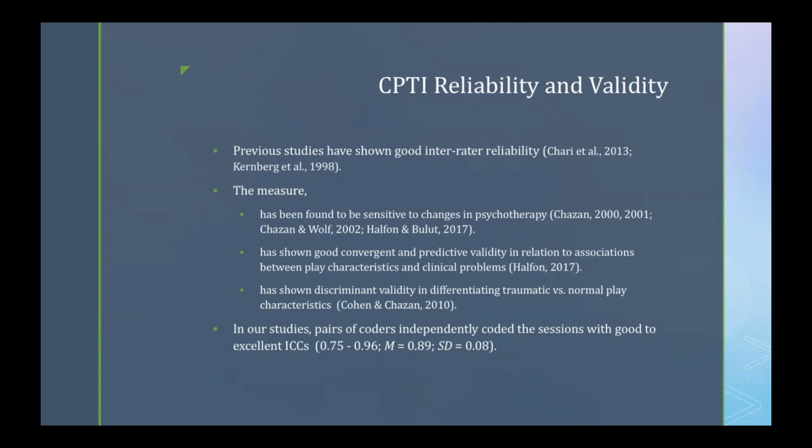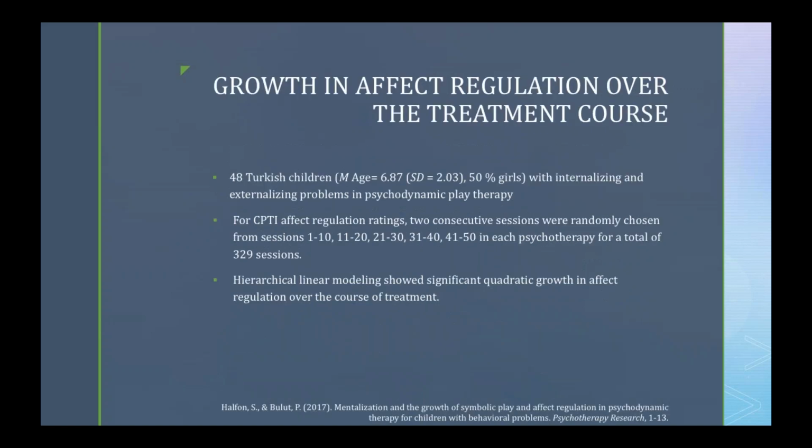So in our studies, we use the affect regulation and affect characteristic scores in different ways. We conducted studies that assessed whether there is development in children's affect regulation over the course of treatment. And if so, we tried to identify the therapeutic processes associated with that growth. In a prior study, we investigated whether there is growth in affect regulation over the course of treatment with a sample of 48 children with internalizing and externalizing problems.